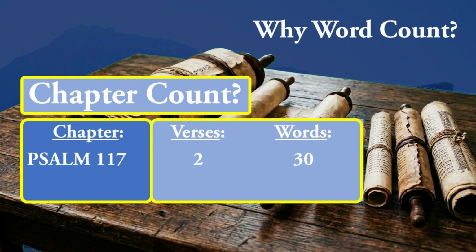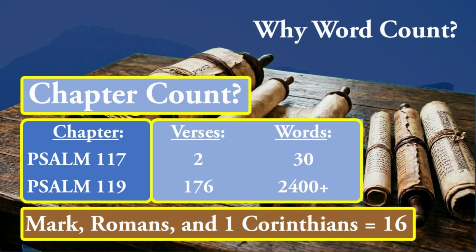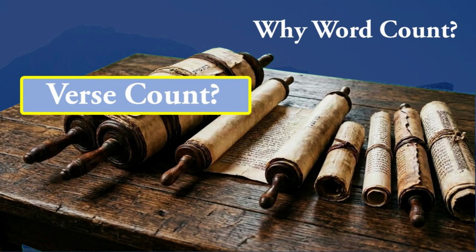The shortest chapter in the Bible is Psalm 117 with 2 verses and just over 30 words. The longest chapter in the Bible is Psalm 119 with 176 verses and over 2,400 words. Besides, Mark, Romans, and 1 Corinthians all have 16 chapters, and they all differ in actual length. This is the same problem with counting verses.